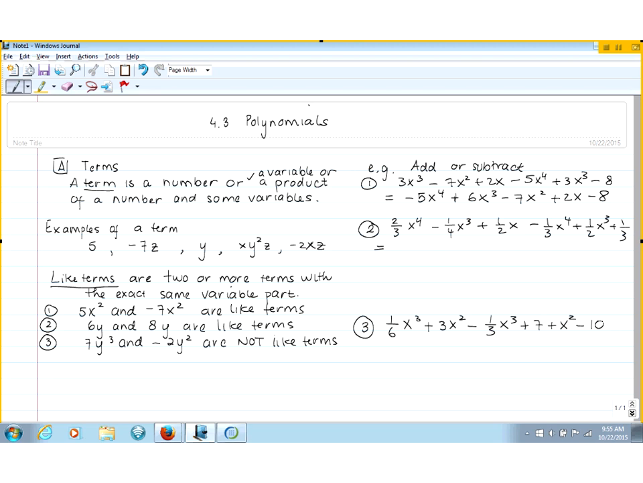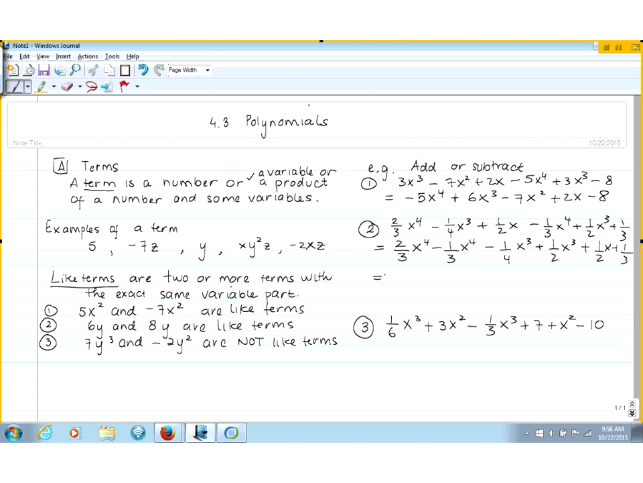All right. Try it, please. These two. So what would you do? Let's just say number 2. What would you do? You could keep them close to each other. So 2/3 x to the 4th minus 1/3 x to the 4th. Okay, then what? Minus 1/4 x cubed plus half x cubed. Then what? Plus half x plus 1/3.